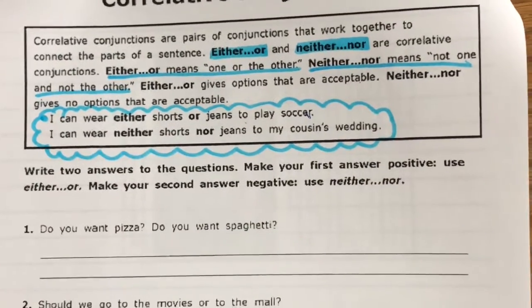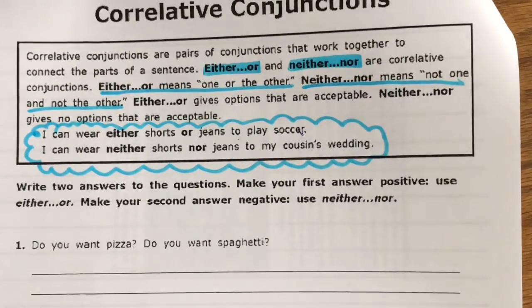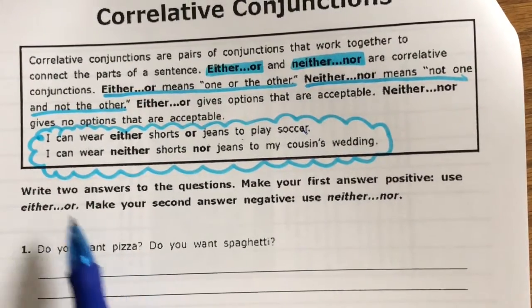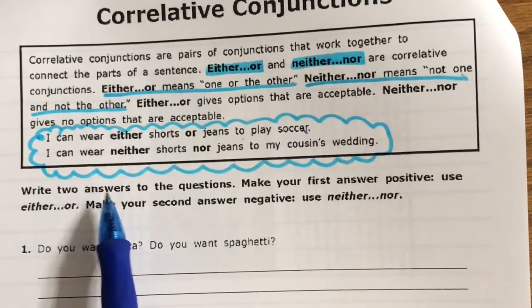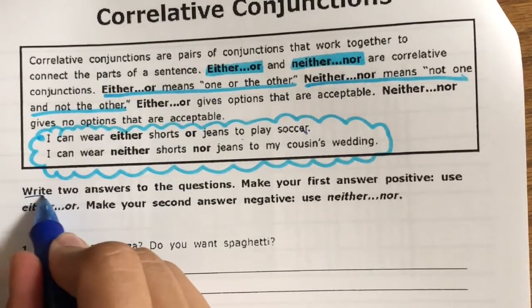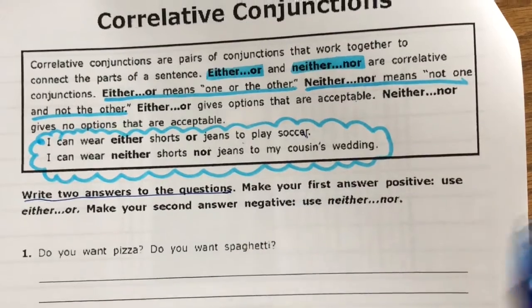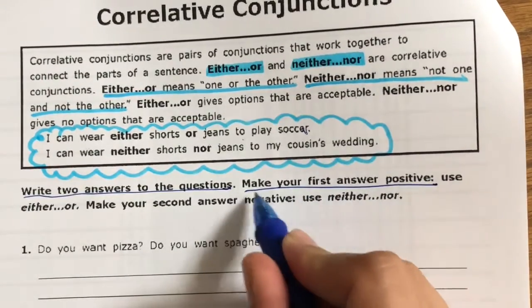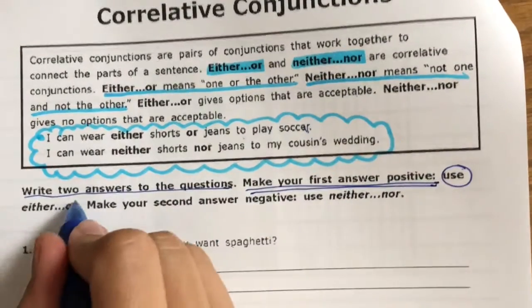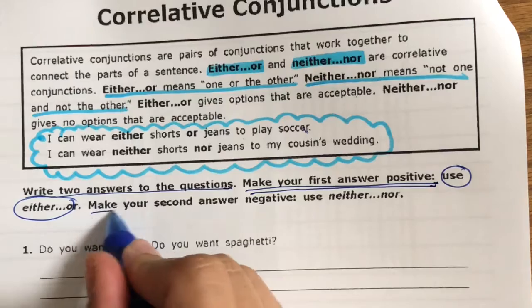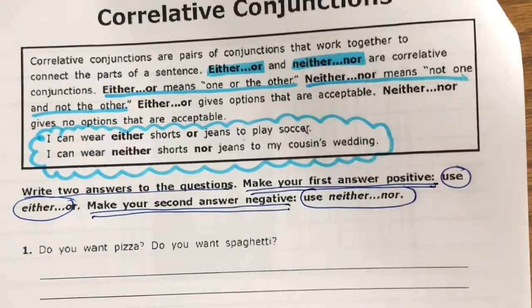So with that in mind, and referring back to it, let's go ahead and get into problem 1. Before we actually get into problem 1, let's go ahead and read the instructions. Always read the instructions first. I'm getting ahead of myself. So it says, write 2 answers to the question. So you're going to have 2 answers. And it says, make your first answer positive, which means use the either/or first. And that's right here. Make your second answer negative, using the neither/nor.